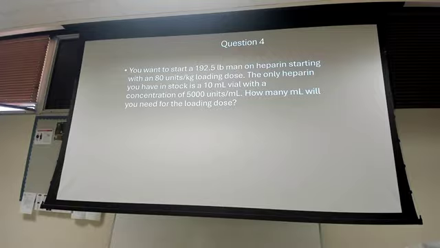So we want to start a 192.5 pound man on heparin, starting with an 80 units per kilogram loading dose. The only heparin that's in stock is a 10 milliliter vial with a concentration of 5,000 units per milliliter. How many milliliters will you need for the loading dose?